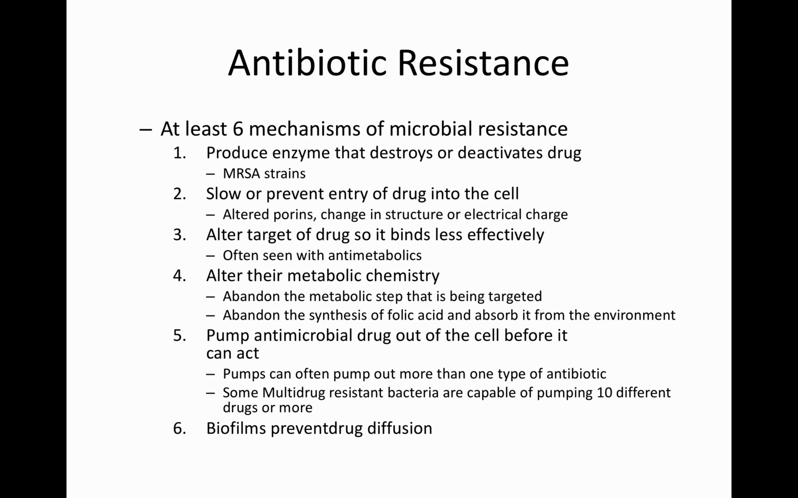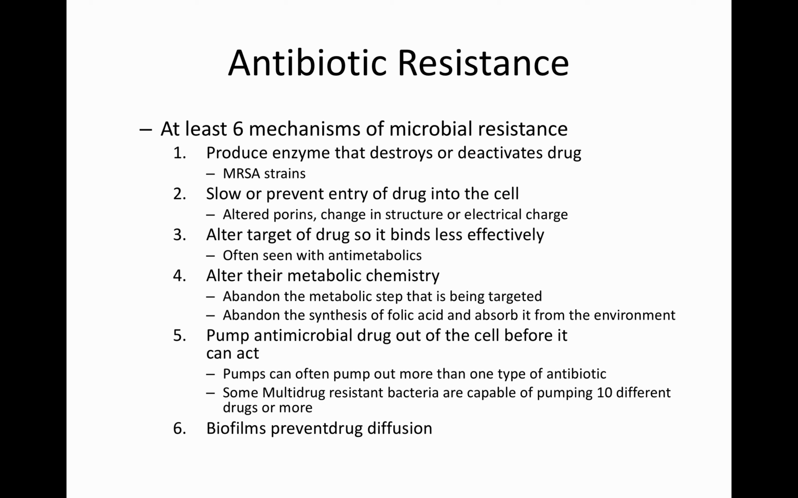Now, what actually happens when the antibiotic-resistant bacteria evolves, there can be basically six different mechanisms of resistance. The bacteria might produce an enzyme that destroys or deactivates the drug. Your methicillin-resistant Staph aureus strains are usually doing this, producing an enzyme that destroys the methicillin. Another is to slow or prevent the entry of the drug into the cell. Altered porin proteins in the gram-negative outer membrane can change the structure of that porin or the electrical charge associated with it to maybe repel the antibiotic.